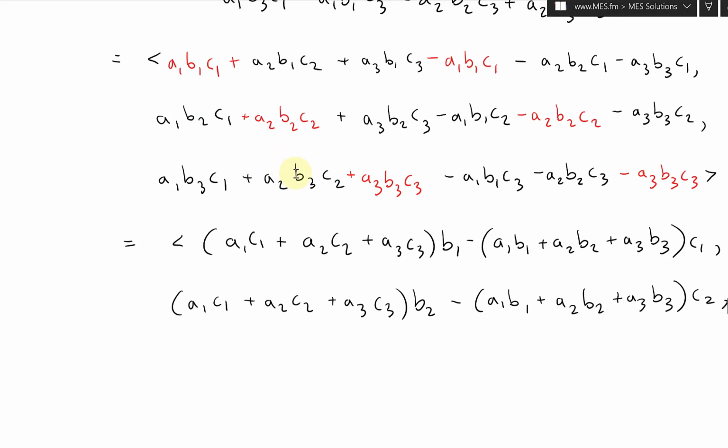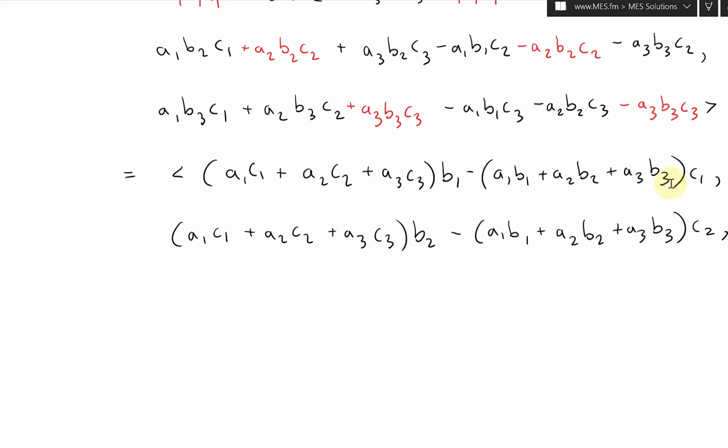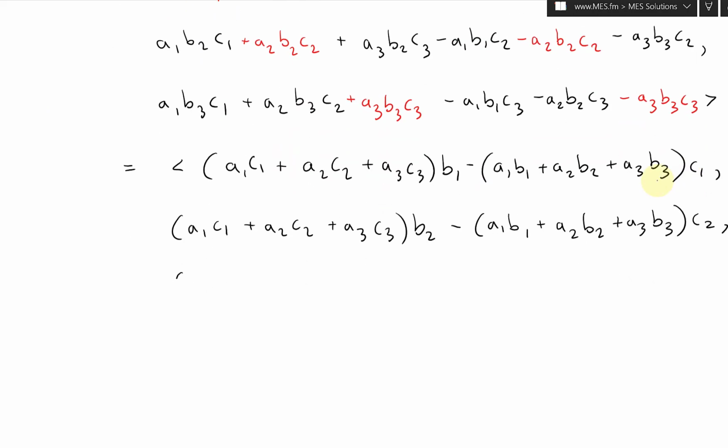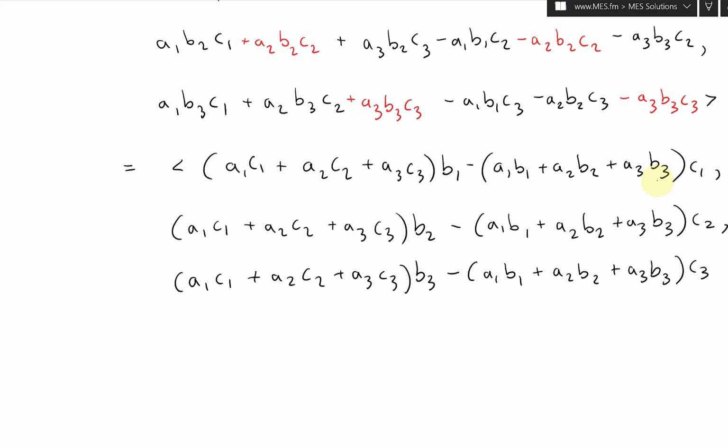The next one is going to be now the B3s and the C3s. Now this is going to be A1, C1 plus A2, C2 plus A3, C3. Then B3 minus A1, B1, and then plus A2, B2. Yeah, it's pretty tedious, but just because I didn't want to skip any steps, just to illustrate this. And then a square bracket like that.